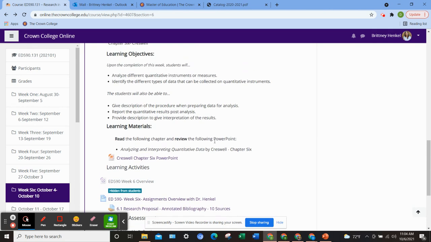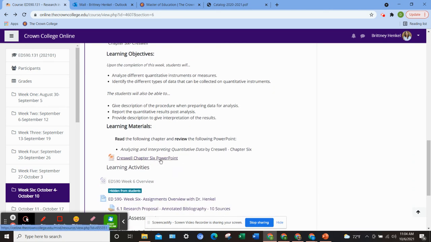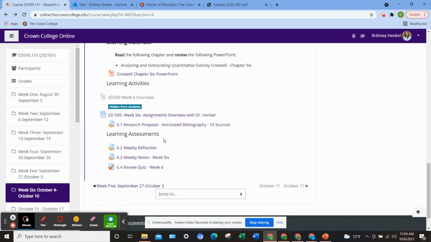So pretty easy week. The only thing that might not be so easy is the PowerPoint with the chapter reading, because it is about qualitative data analysis. But you should be able to get a grasp on it, and it'll give you a little bit more time to focus on that since you have a light load on your assignment.